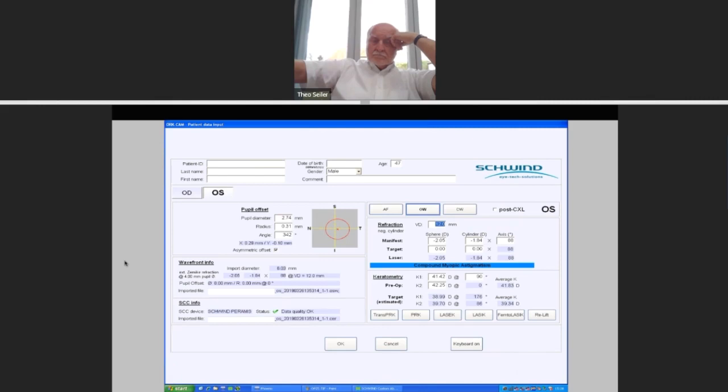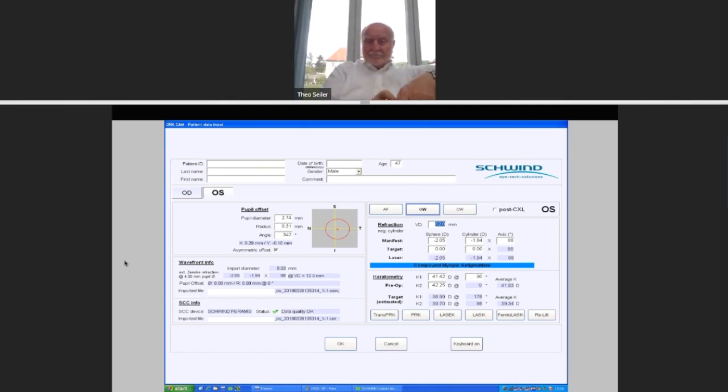So then we bring our scan into the SCHWIND CAM software. And the problem we've got now is that the numbers in the sphere and the cylinder box here are never the same as your manifest refraction. So how are you going to deal with that? And the answer is regression analysis. And I'll show you the reference for that just now.